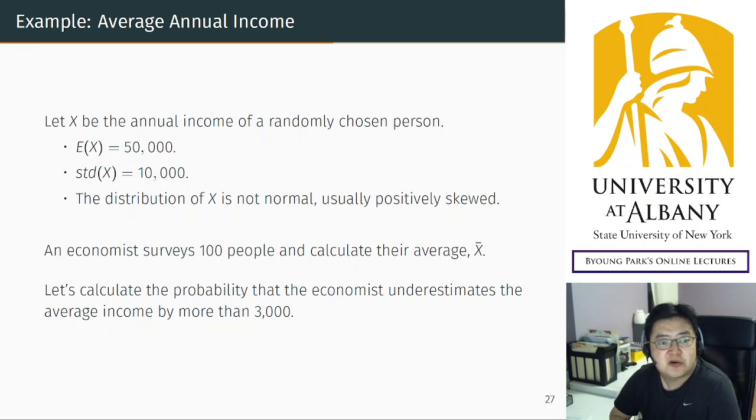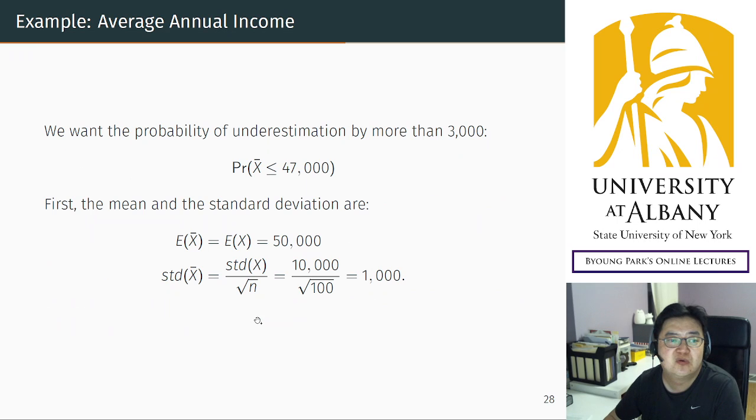Hello. So here is a simple, imaginary example where you know the true mean and the true standard deviation. Then you can calculate how accurate a survey result would be. The survey is on 100 random people, and we are interested in the probability that the average underestimates the true mean by more than $3,000. So we are interested in this probability.